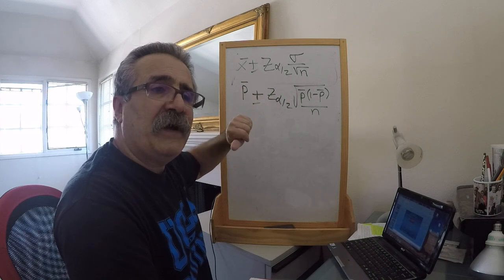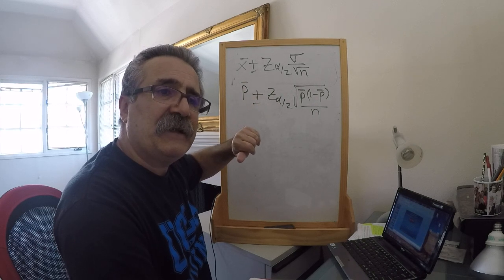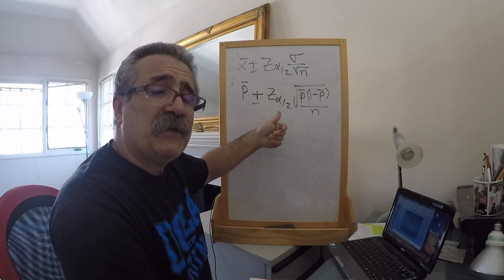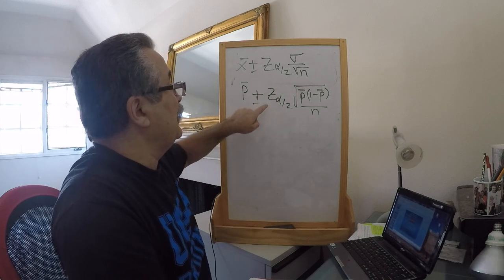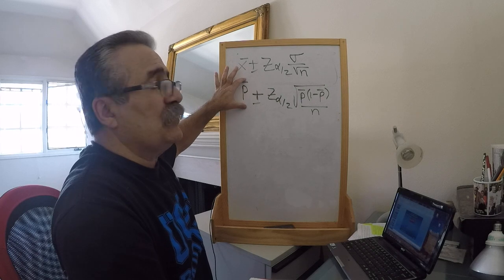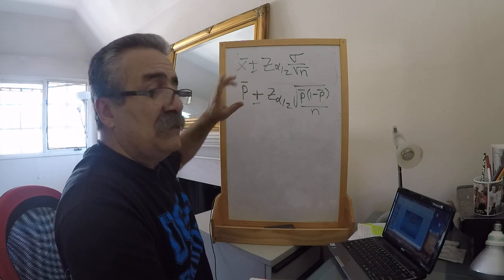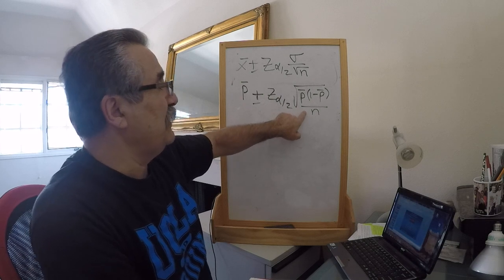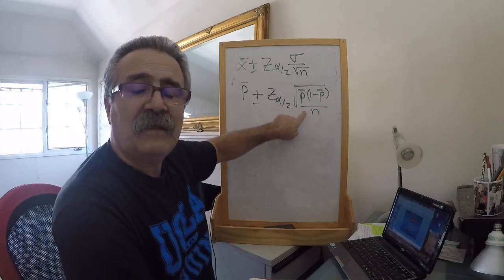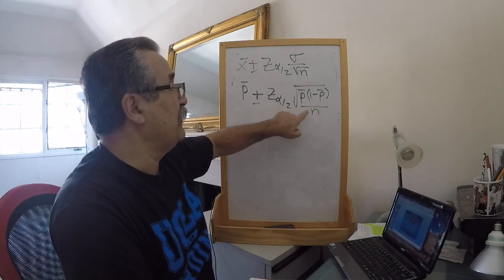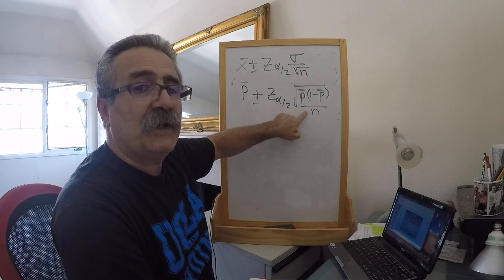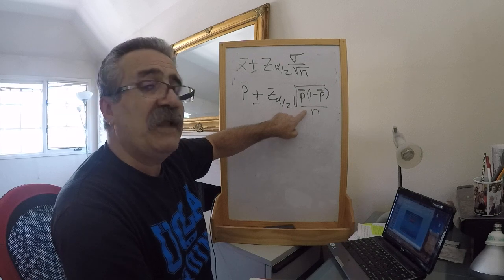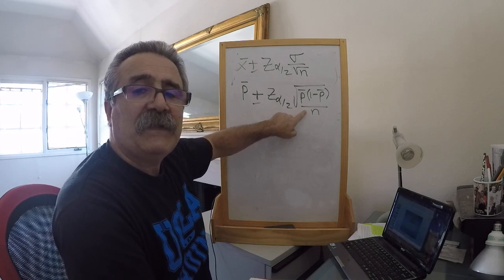We say we are 95% sure or confident that our population proportion is going to be within this range of our sample proportion. The only difference is that for the margin of error, we are using this formula instead of sigma over square root of n. This is for infinite population.